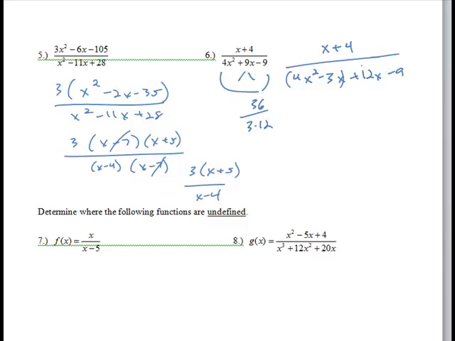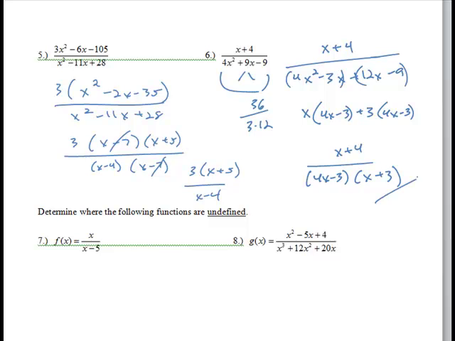Allowing us now to use the grouping method. Factor out the greatest common factor from the first set of parentheses, x, leaving us 4x minus 3. The next set of parentheses, 3, leaving us 4x minus 3. So at this point, factor out that 4x minus 3, leaving us x plus 3. So it's completely factored. We see no factors cancel out, so it was already simplified.